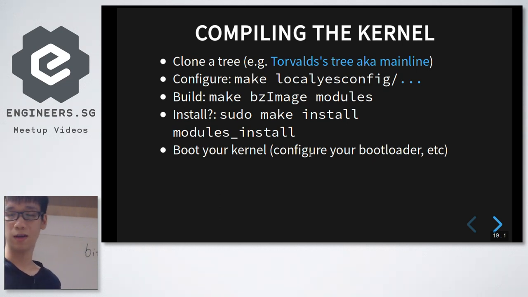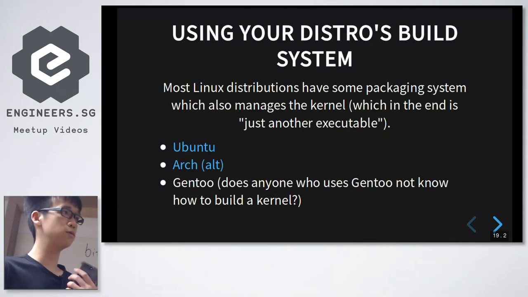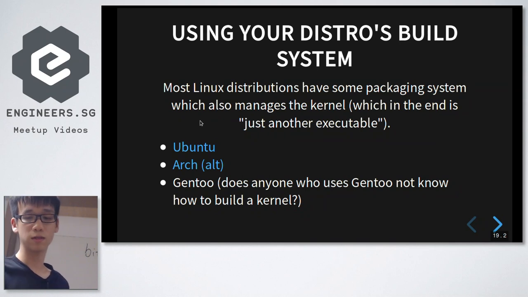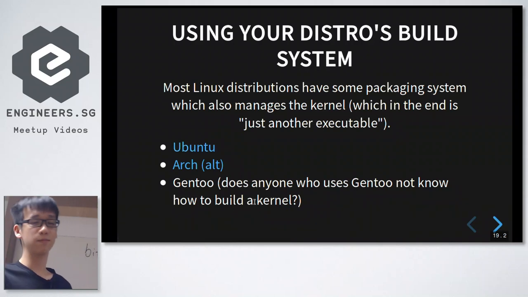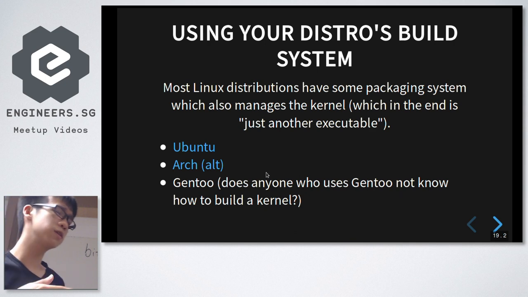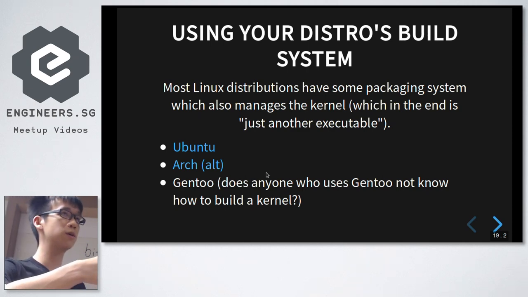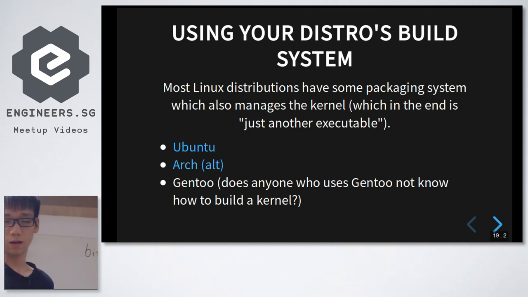Alternatively, if you are going to use your own kernel for a long period, instead of the distro's kernel, then I would just use your own distro's build system. Most Linux distributions have some way of letting you use your own kernel, right? Ubuntu has a guide, Arch has a guide, and so on. And if you use Gentoo, I think you should know how to compile a kernel. But if you're just doing tests, you can just replace the kernel you're using for a while. It's fine.